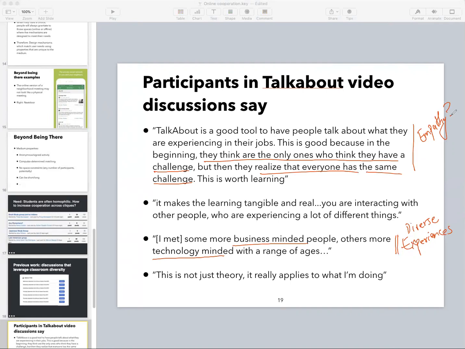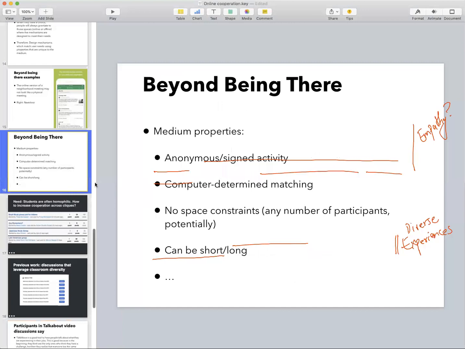You could have a discussion system like this in the physical world, but then you would be limited to the number of students that you have in your own classroom. What you can do with an online system is perhaps you could connect people across classrooms, and as we did in this particular project, across countries. So you can see the benefits of going online as, in some sense, going simply beyond being in a classroom. In some sense, it allows you to go beyond being there.